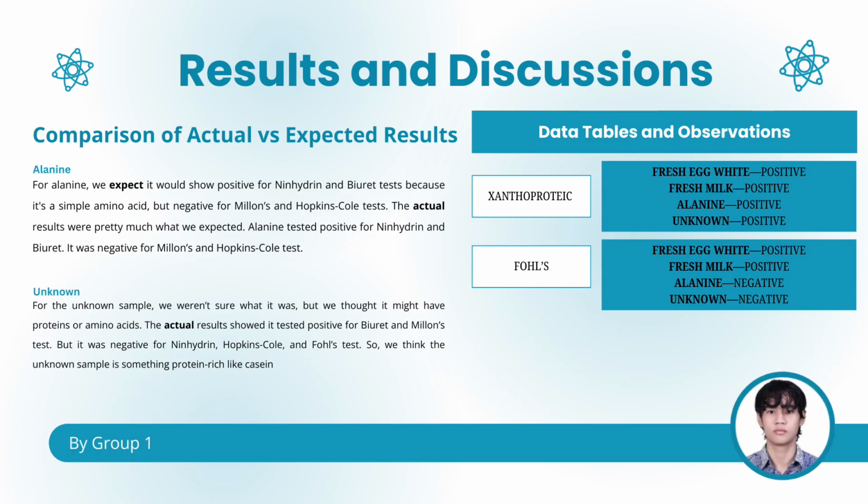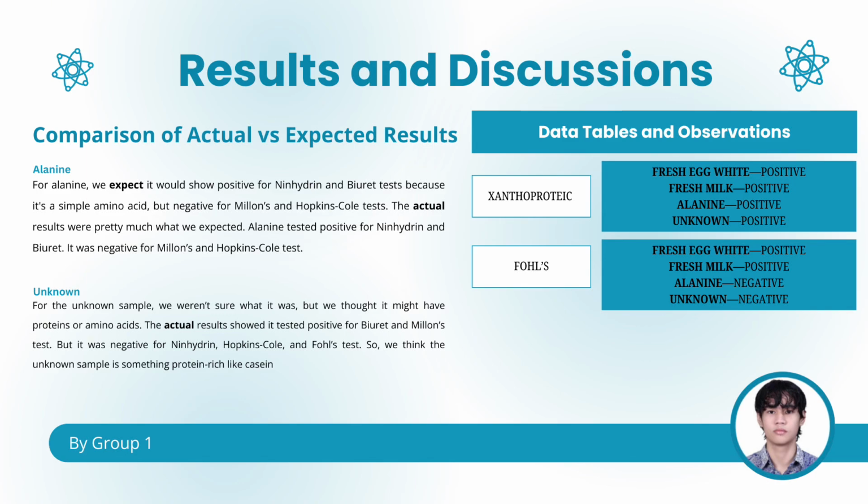For alanine, we thought it would show positive for ninhydrin and Biuret tests because it's a simple amino acid, but negative for Millon's and Hopkins-Cole since it doesn't have phenolic or tryptophan groups. The actual results were pretty much what we expected. Alanine tested positive for ninhydrin showing free amino acids and Biuret indicating peptide bonds. It was negative for Millon's and Hopkins-Cole, which makes sense since alanine doesn't have the groups those tests look for.